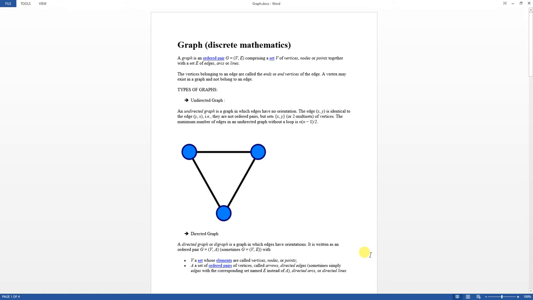Hello guys, my name is Tanay Rashinkar and I'm going to give a presentation on graph. Graph is basically a type of data structure. So what is a graph?